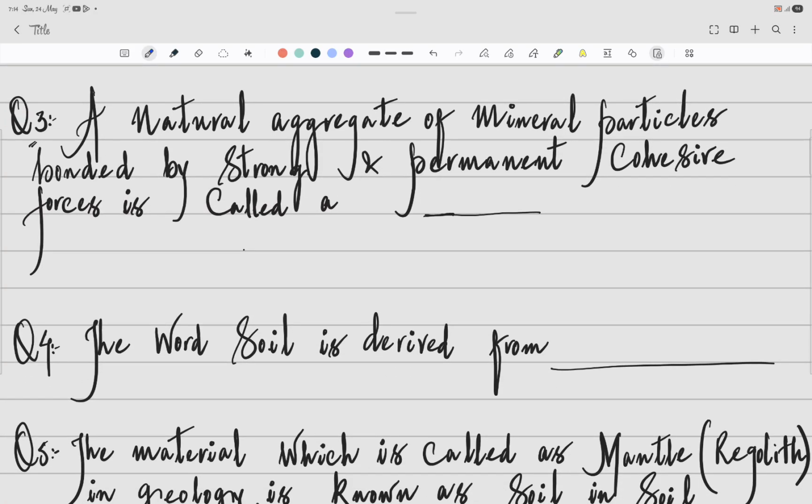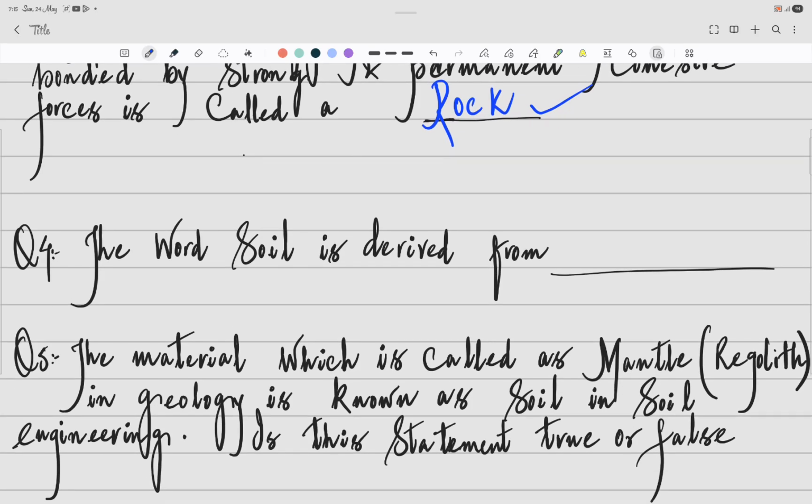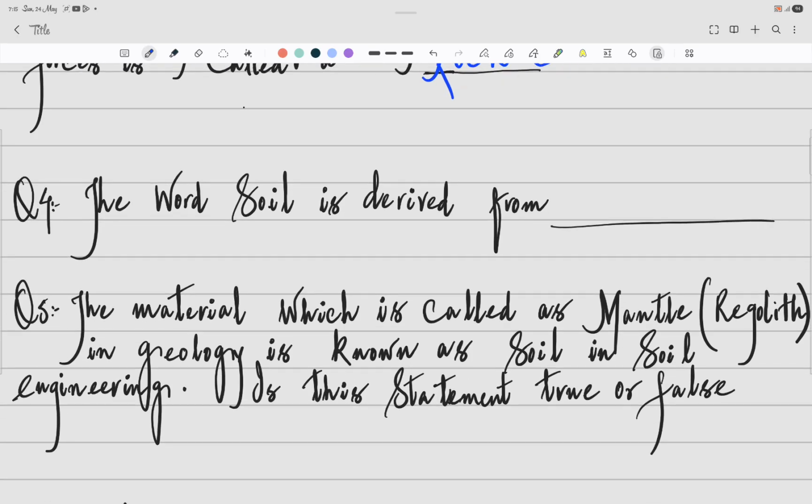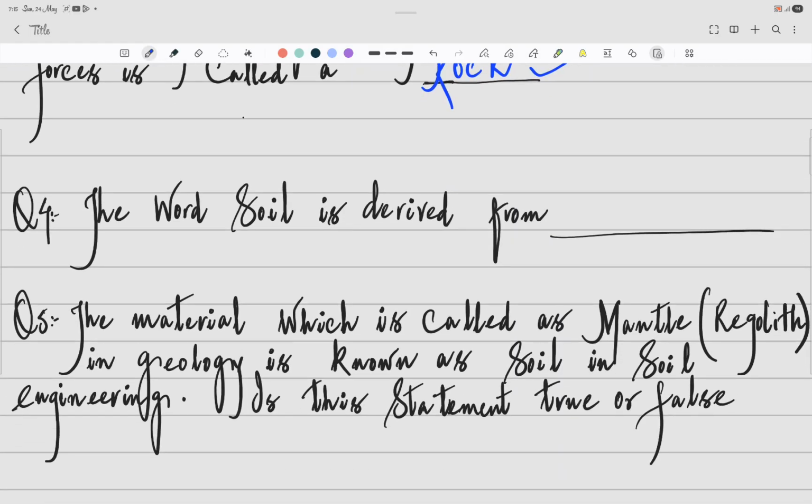Question number 3 is, a natural aggregate of mineral particles which is bonded by strong and permanent cohesive forces is called a. The answer is rock. A natural aggregate of mineral particles which is bonded by strong and permanent cohesive forces is called a rock. Let's move further. Question number 4.